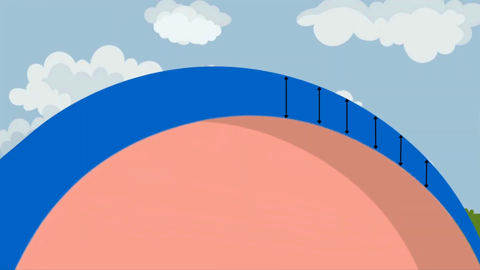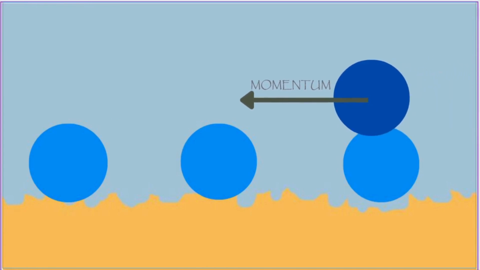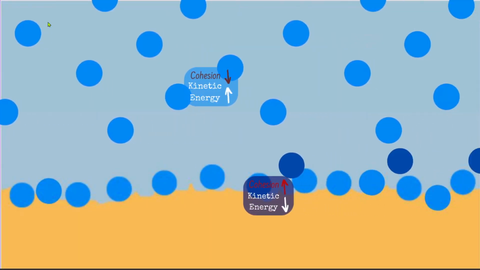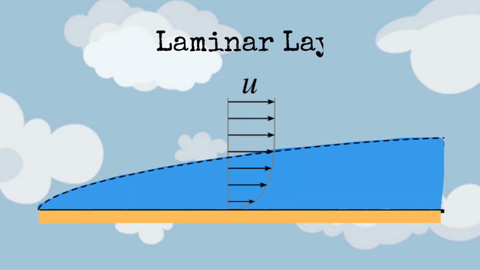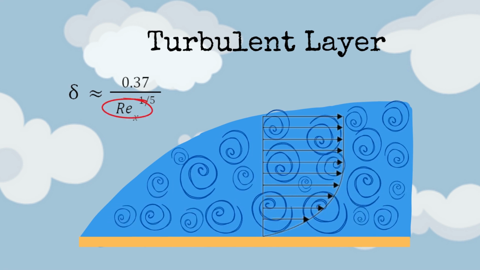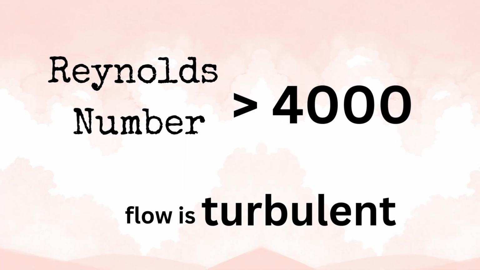The boundary layer's thickness continuously increases over the object, and this is because the flowing particles lose their momentum according to their cohesion, which is dependent on their kinetic energy or velocity. However, the layer's thickness can still be calculated for a particular point on the surface by using the Reynolds number, which is a value that determines if the layer is laminar or turbulent.